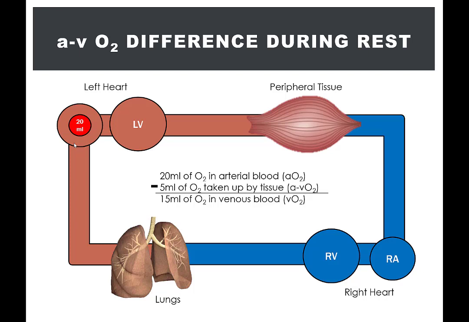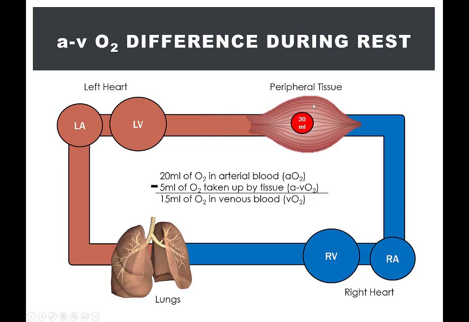Now, here we have an animation of Avo2 difference during rest. As you can see in the left side of the heart, in the left atrium, we have 20 milliliters of oxygen per deciliter of blood. So this circle here represents a deciliter of blood, and in it there is 20 milliliters of oxygen. Again, this is fully oxygenated blood. So as the left side of the heart contracts, and more importantly, the left ventricle contracts, the arterial blood will circulate through the systemic arteries.